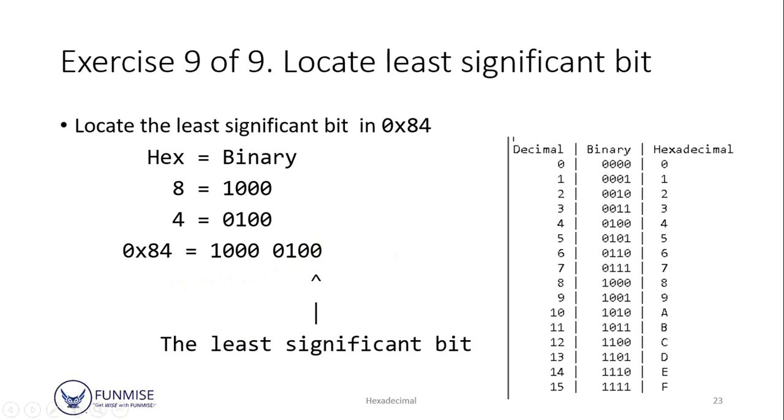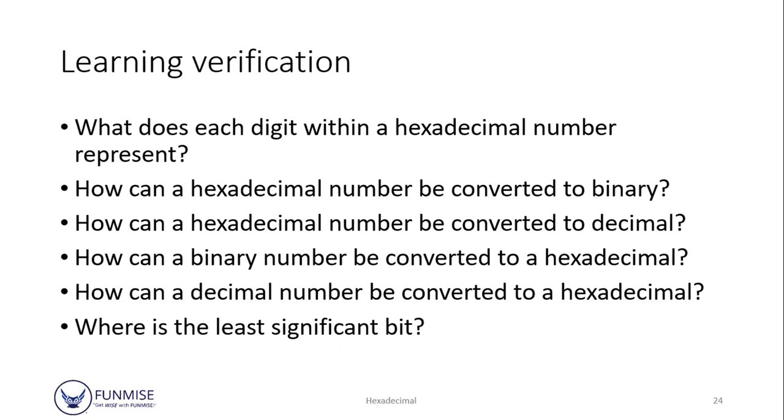Alrighty. Now that we've completed our exercises for hexadecimal, let's go ahead and verify our learning objectives. At the end of this lesson, you should have been able to understand what each digit within a hexadecimal number represents. How can a hexadecimal number be converted to binary? How can a hexadecimal number be converted to decimal? How can a binary number be converted to hexadecimal? How can a decimal number be converted to hexadecimal? Where is the least significant bit?